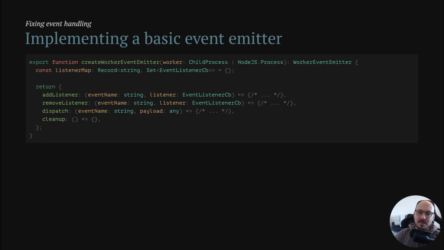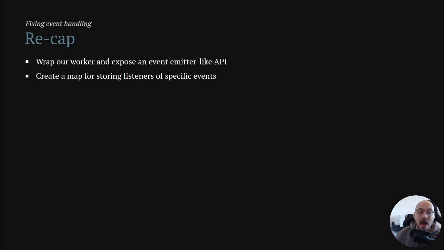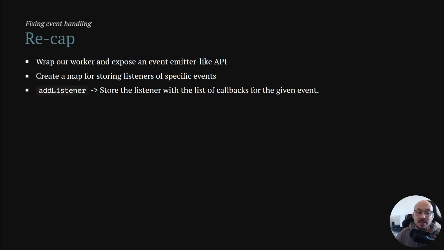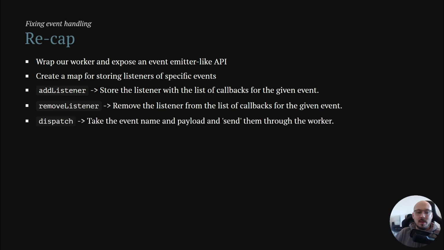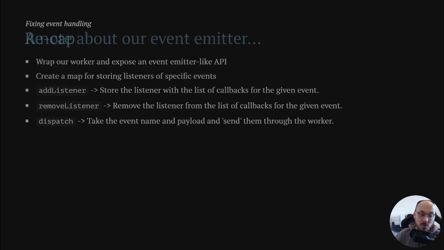Let's do a quick recap of what we've just done. We wrapped our worker and exposed essentially an event emitter. We create a map for storing the listeners of specific events. Add listener and remove listener: we add the callback to the list of callbacks for that event, and we remove it on remove listener. And then dispatch: we take the name and the payload and send them through the worker.